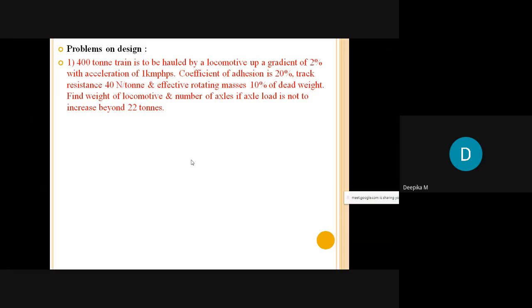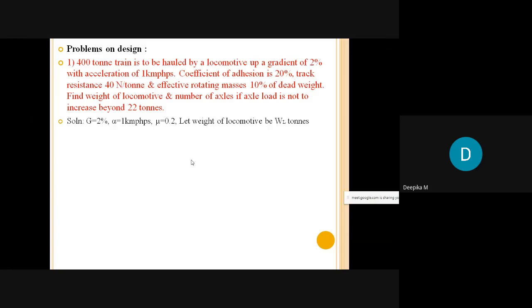That means we have a train weighing 400 ton, and it is being hauled, or pulled, by a locomotive up a gradient. That is, we have an up gradient which is 2%, and the acceleration here will be 1 kilometer per hour per second, and the coefficient of adhesion is 20%. The track resistance is 40 Newton per ton, and the effective rotating mass is 10% of the dead weight. So here we have to find the weight of the locomotive and the number of axles required if the axle load should not increase beyond 22 ton. So this is the problem.